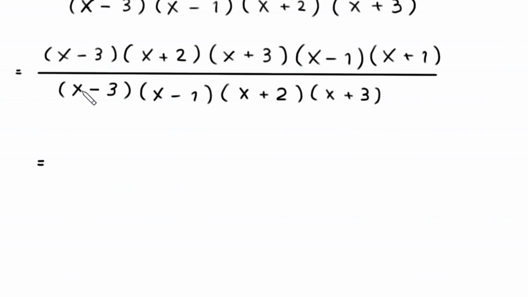Now this expression x minus 3 will be cancelled out with this expression x minus 3, and this x minus 1 will be cancelled out with this x minus 1, and this x plus 2 will be cancelled out with this x plus 2, and this expression x plus 3 will be cancelled out with this x plus 3, and we are left with only this expression x plus 1.